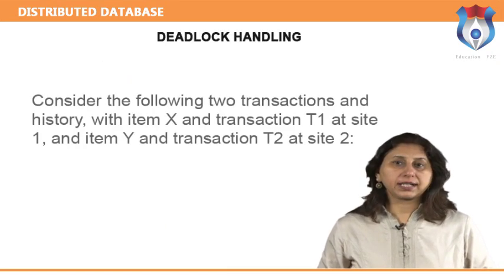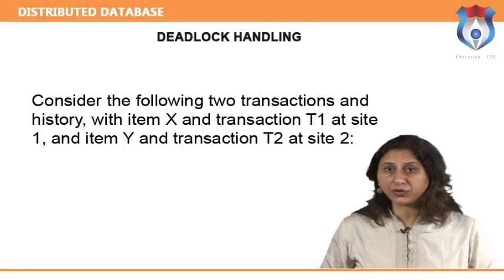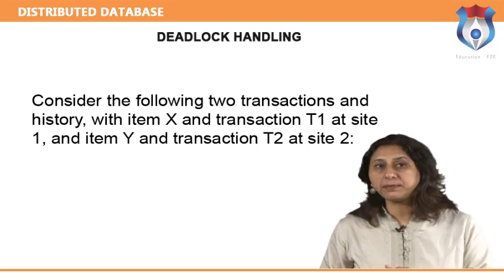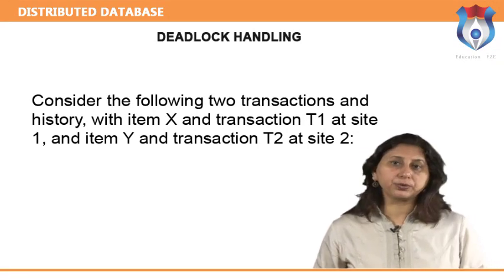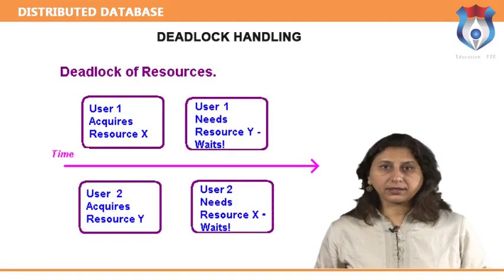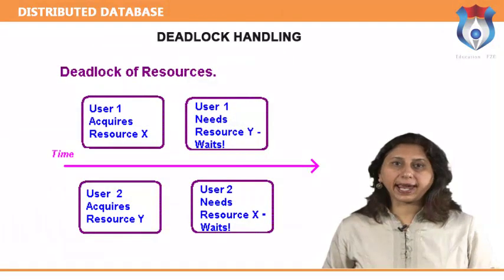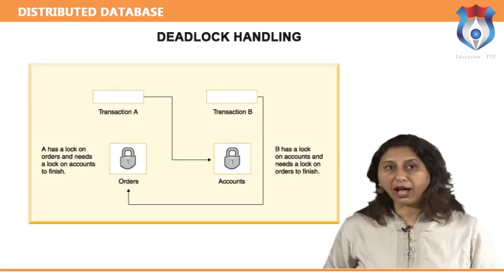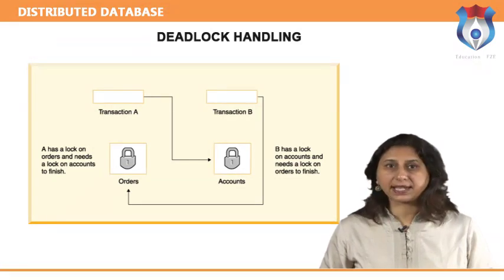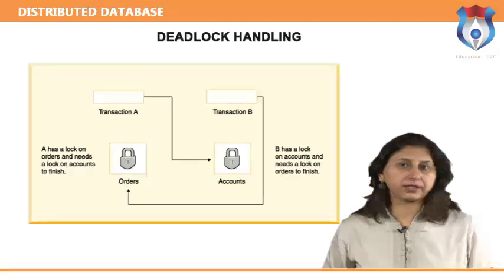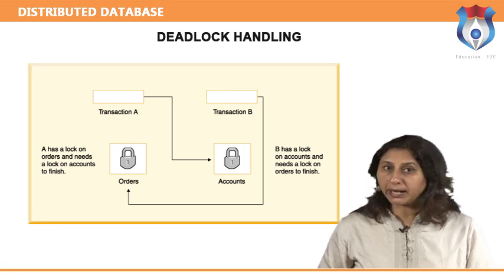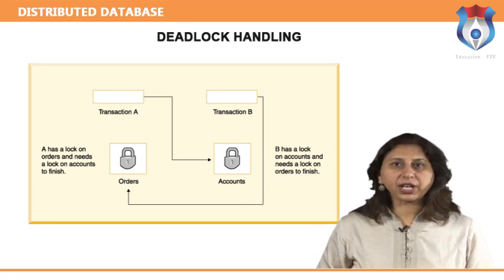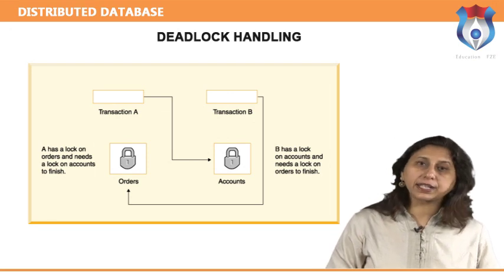Deadlock handling. Consider the following two transactions and history with item X and transaction T1 at site 1 and item Y and transaction T2 at site 2. T1: write X, write Y; T2: write X, write Y. Centralized approach. A global wait-for graph is constructed and maintained in a single site, the deadlock detection coordinator. Real graph: real but unknown state of the system. Constructed graph: approximation generated by the controller during the execution of its algorithm.